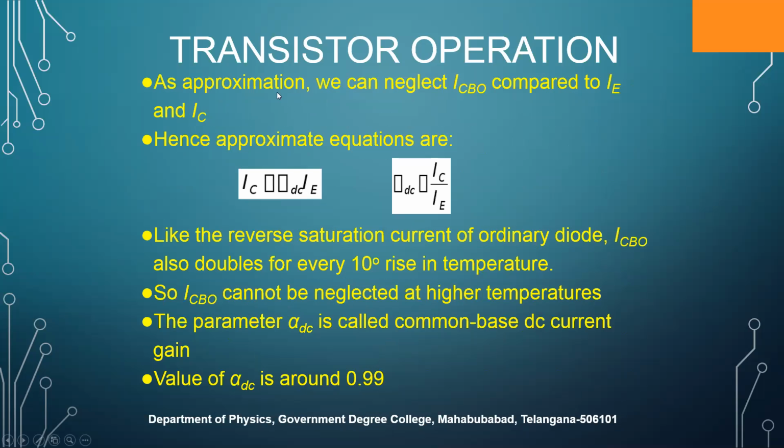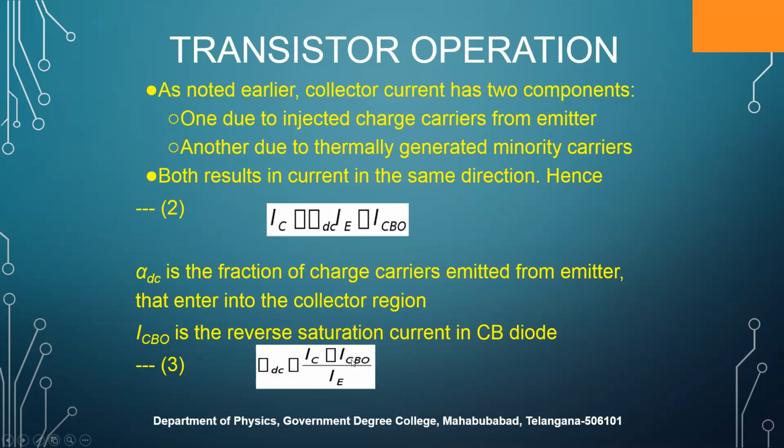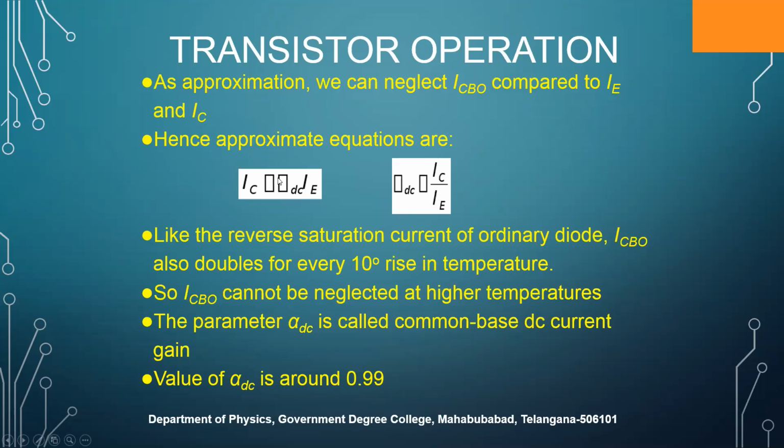Here we have to remember one thing, that ICBO is very, very less when compared to IE and IC. Hence we can approximate this equation like this. IC is equal to alpha DC into IE. We can write alpha DC is equal to IC by IE, where we call alpha DC the common base DC current gain. Current gain means how much input current we are giving, how much output current is coming out. From that we can calculate the current gain.